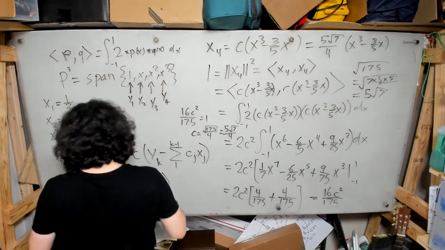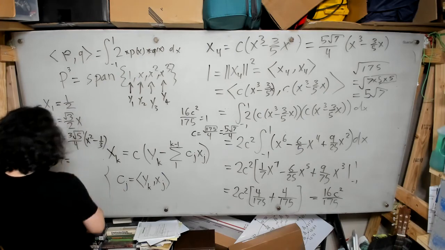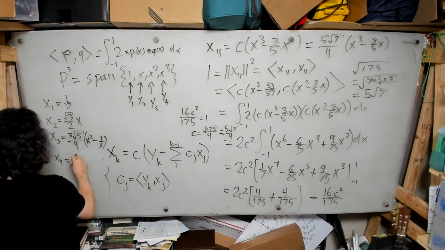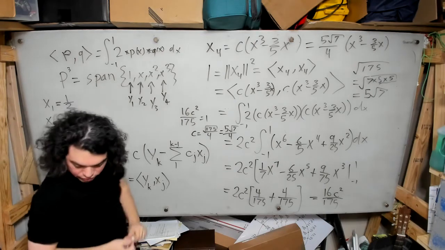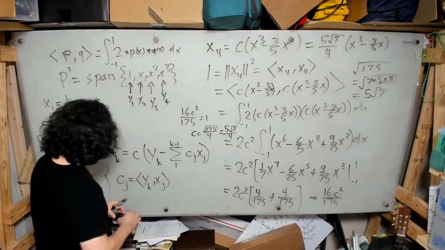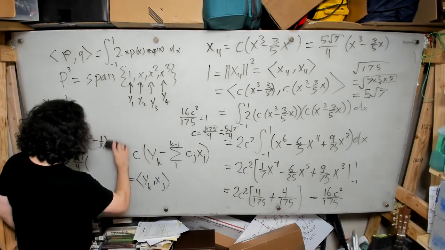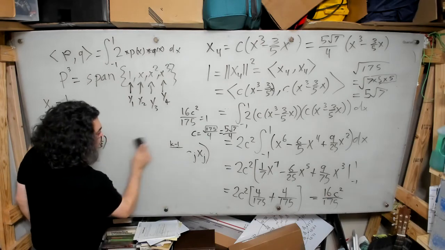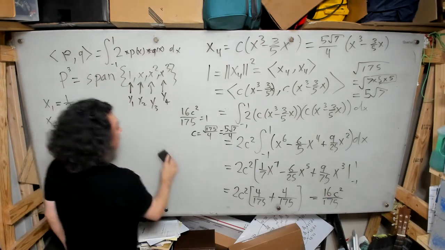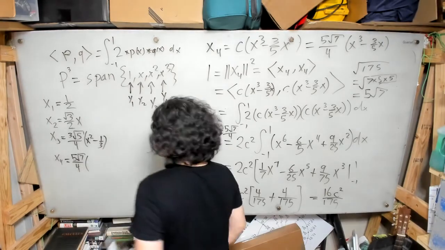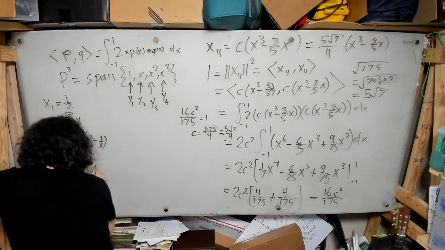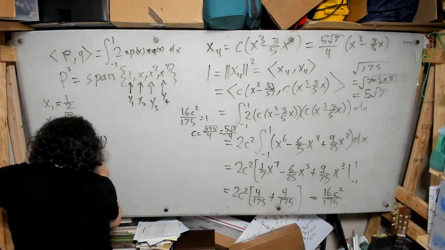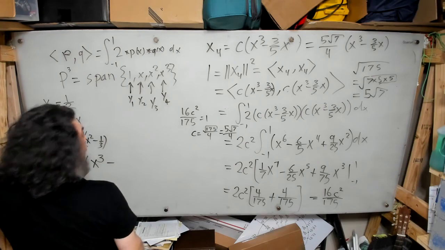So finally, we have our orthonormal basis element: 5 square root of 7 over 4 times, now I can get rid of all of this rigmarole, x cubed minus 3/5 x.